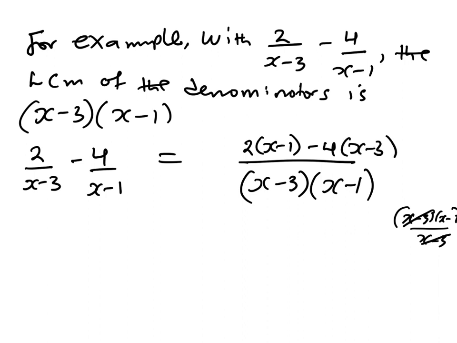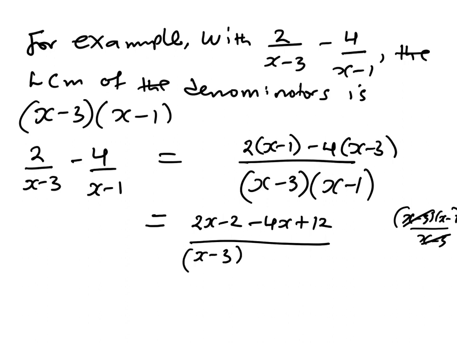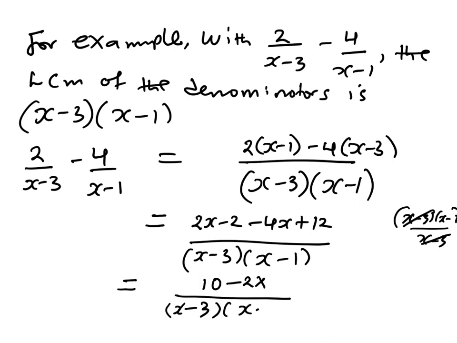Now the next step is just opening the brackets. This is going to be 2x minus 2 minus 4x plus 12, all over x minus 3 into x minus 1. When you combine, 2x minus 4x is minus 2x, and 12 minus 2 is 10, so you end up with 10 minus 2x out of x minus 3 into x minus 1. This is a single fraction, which is a result of the combination of the other two fractions on the left-hand side.